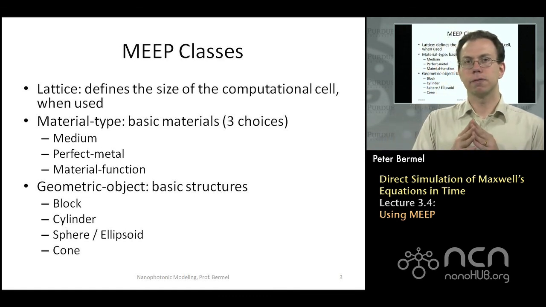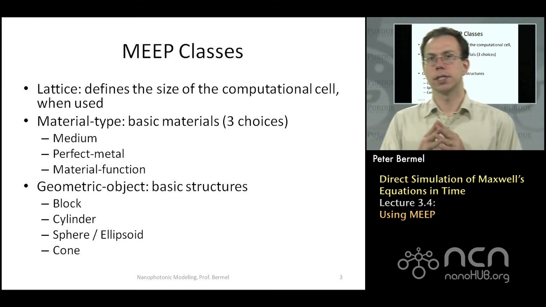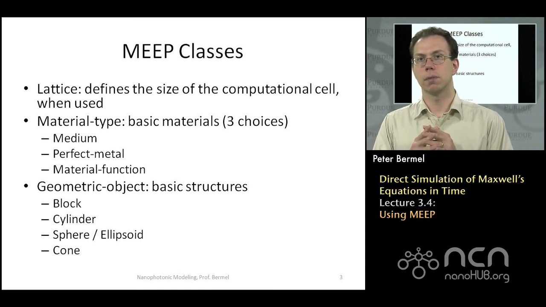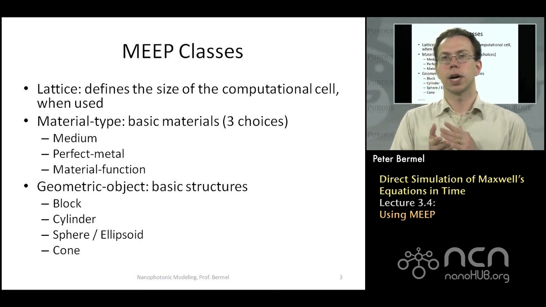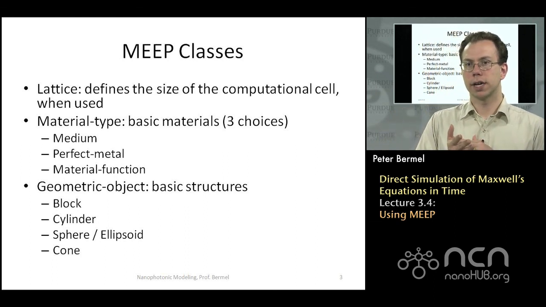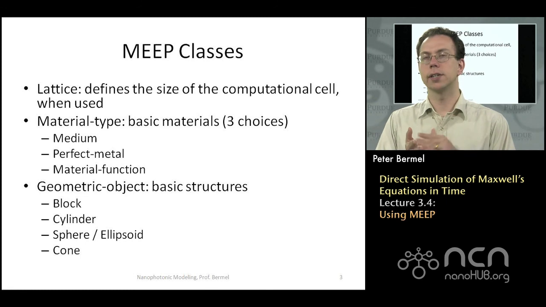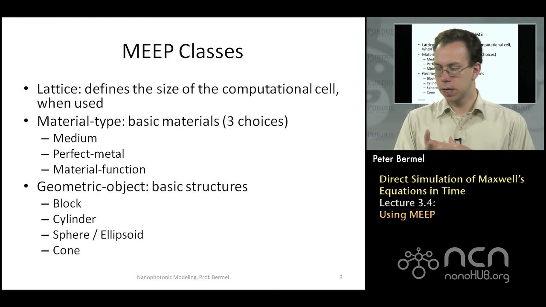A second type of material that could be important for some calculations is the so-called perfect metal, which is essentially a perfect reflector. It could be thought of as the idealization of what would happen if you had a metal which had no ohmic losses.